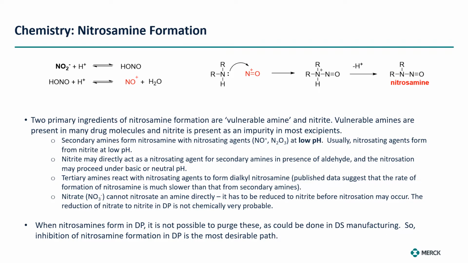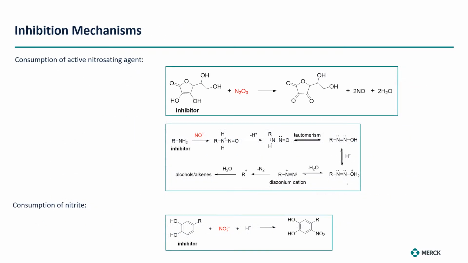Now, how can we inhibit it? What are the mechanistic pathways? In our research, we exploited two modes. The first mode is consumption of active nitrosating agent, and the second mode is consumption of nitrite. Under this first mode of consumption of active nitrosating agent, there are two mechanistic pathways we exploited: the first one is a redox pathway, and the second one is diazotization.